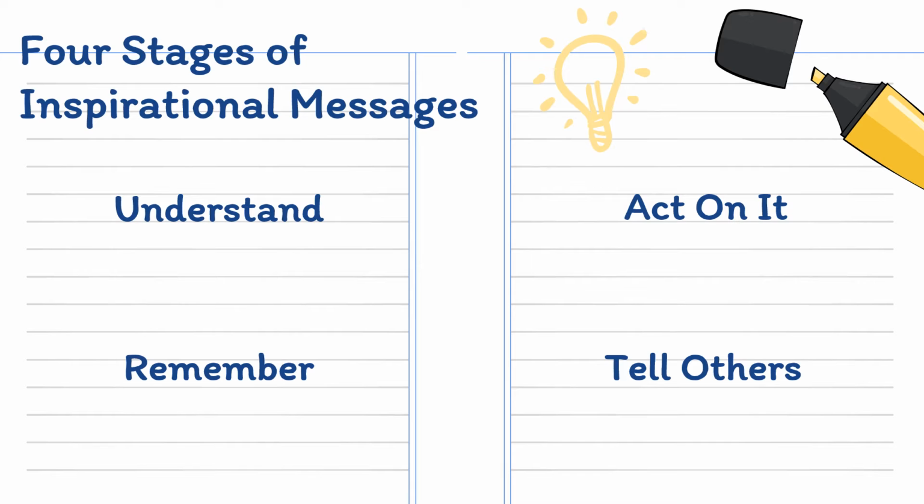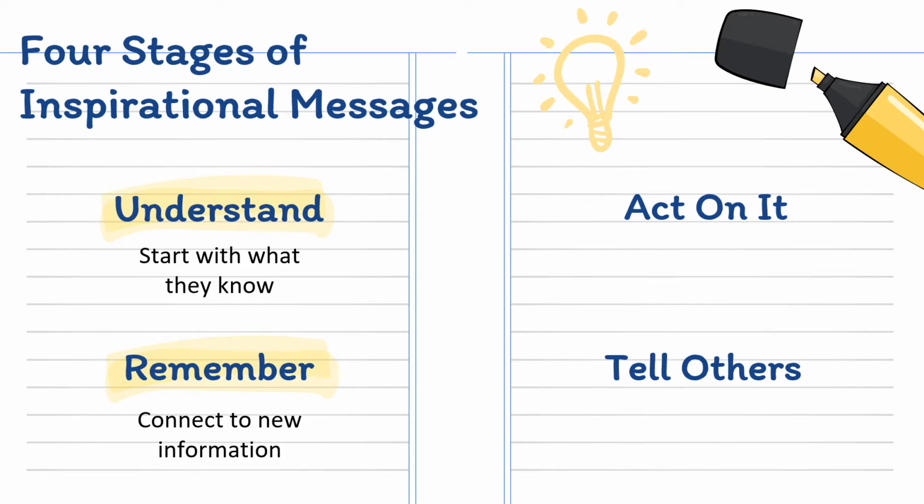Let's look at 4 steps you can take. Start by sharing something that your audience already knows about your topic. Connecting to background knowledge is the best way to approach new learning. Then, help them remember by connecting the new information to the old. Remember, our goal is to move them to action. We want them to use these new skills.